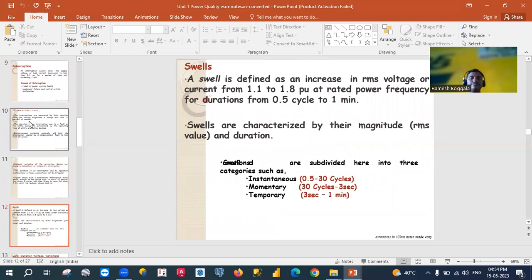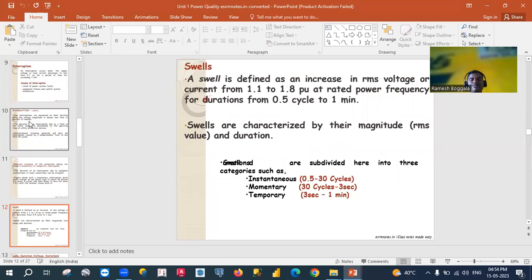Next, swell. A swell is defined as an increase in the RMS voltage or current from 1.1 to 1.8 per unit at a rated power frequency for the duration from half cycle to 1 minute. So swells are usually characterized by their magnitude and duration.